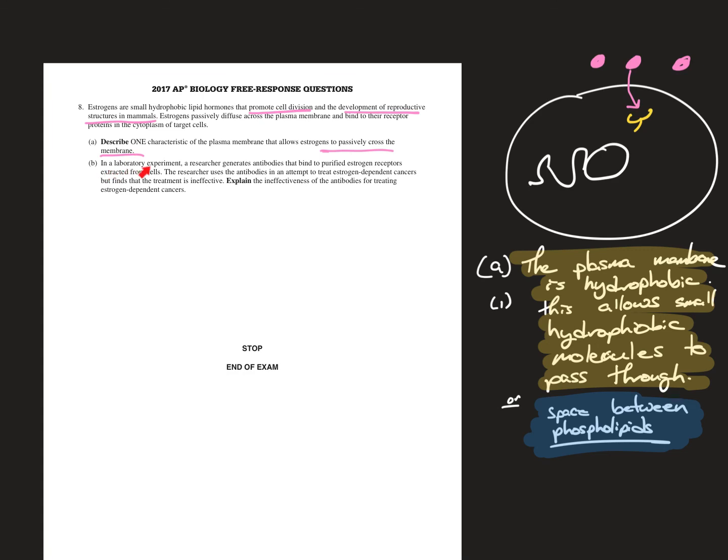All right. In the laboratory experiment, a researcher generates antibodies that bind to purified estrogen receptors. So you have some antibodies that bind to this. They're going to bind to that. Extracted from cells, the researcher uses antibodies in an attempt to treat estrogen-dependent cancers, but finds that the treatment is ineffective. Explain the ineffectiveness of antibodies at treating estrogen-dependent cancers.